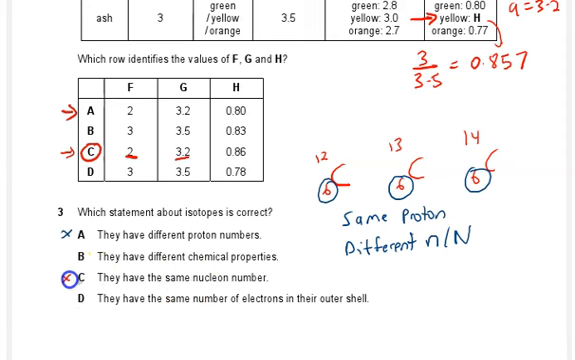So A is wrong. Same nuclear number, this is wrong. Same number of electrons, we can look at it. Different chemical properties, no, it's wrong. Electron number equals proton number, right? So yes, your answer is D over here. Question 3 is D. Okay, now let us move to the fourth question.